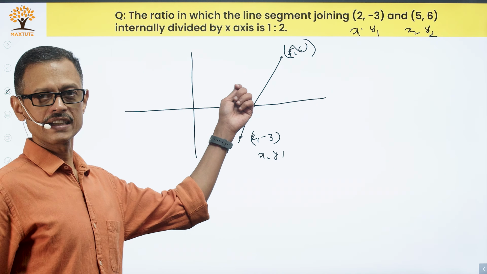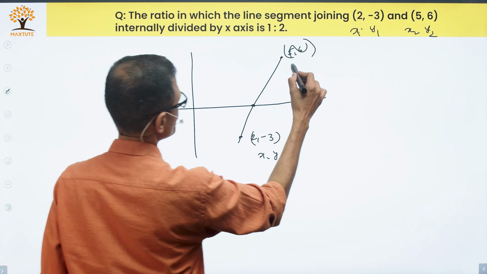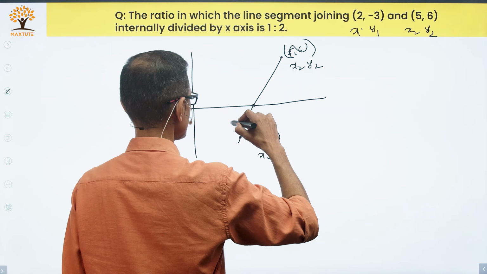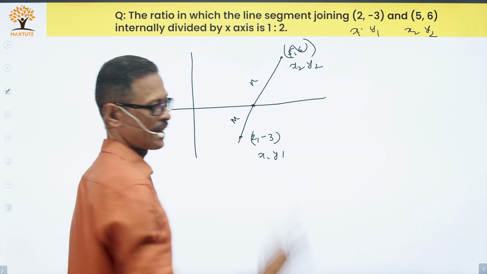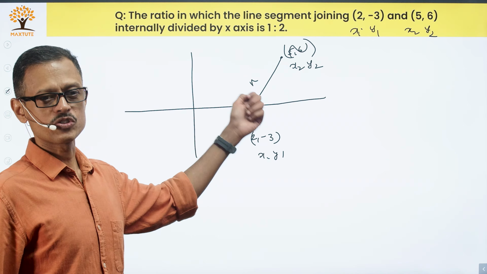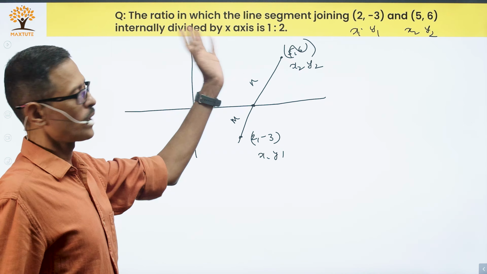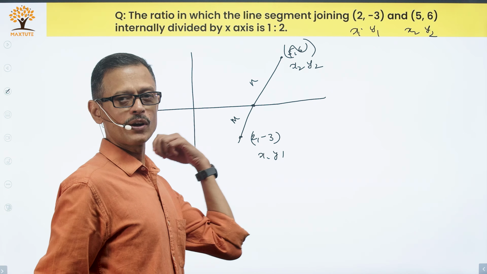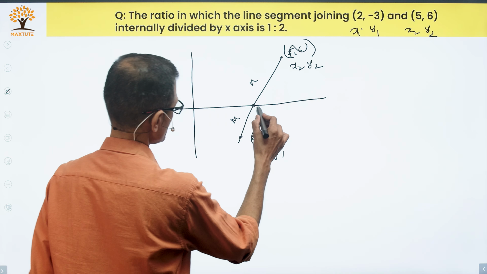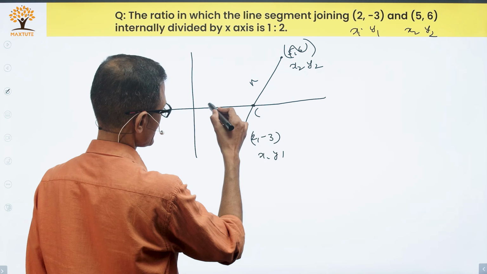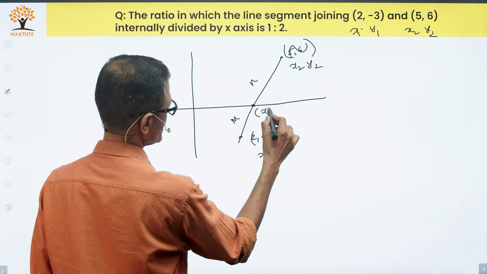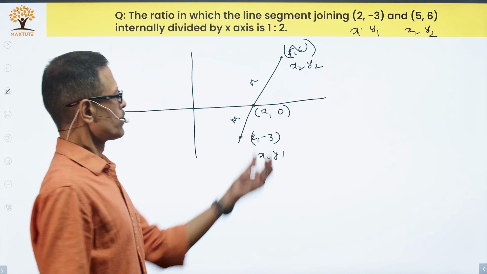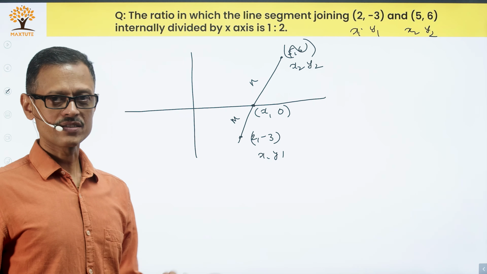What is the ratio in which it divides it? This is x1, y1, 5, 6 is x2, y2. It's dividing it in the ratio of m:n. We need to find out what this m:n is and establish whether it is 1:2 or not. Now, the y coordinate at any point on the x-axis is 0. So the coordinate where the x-axis is dividing it is basically some x, 0. So we know the value of the y coordinate, that is 0.